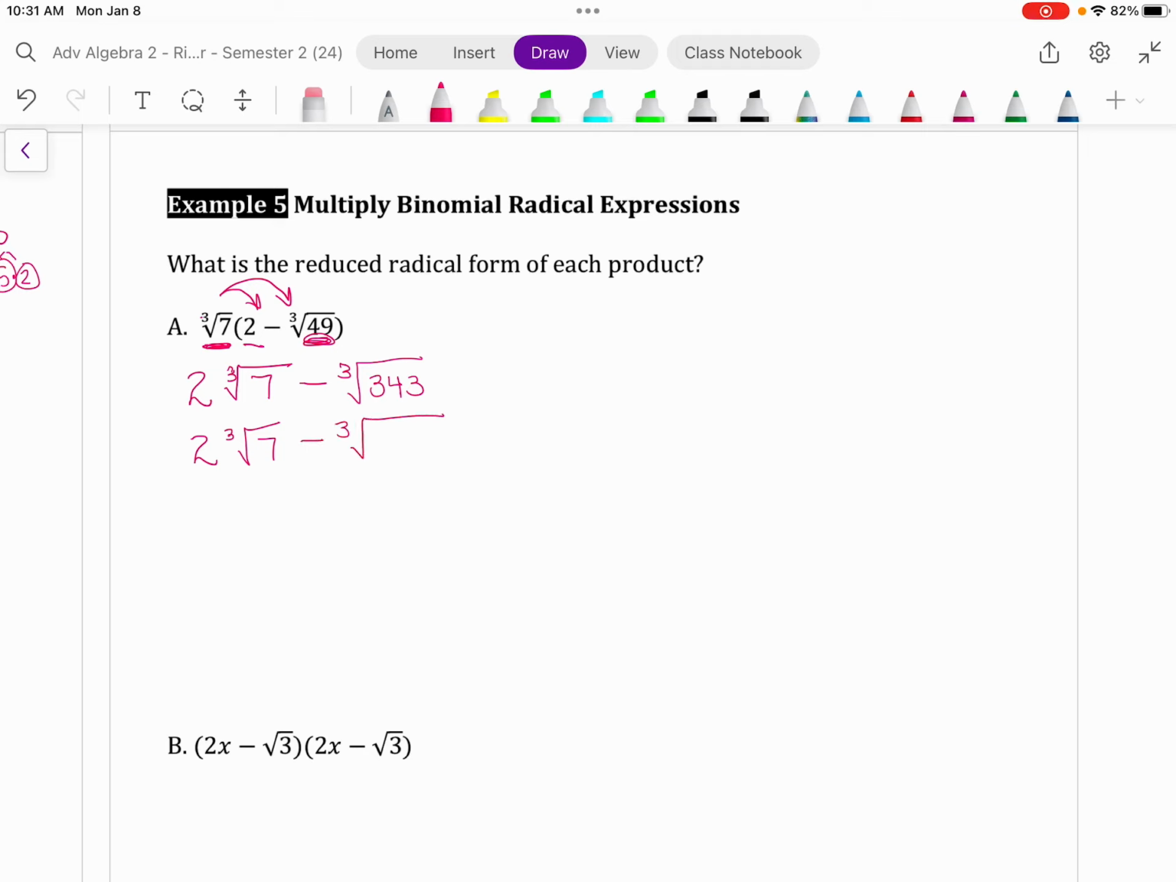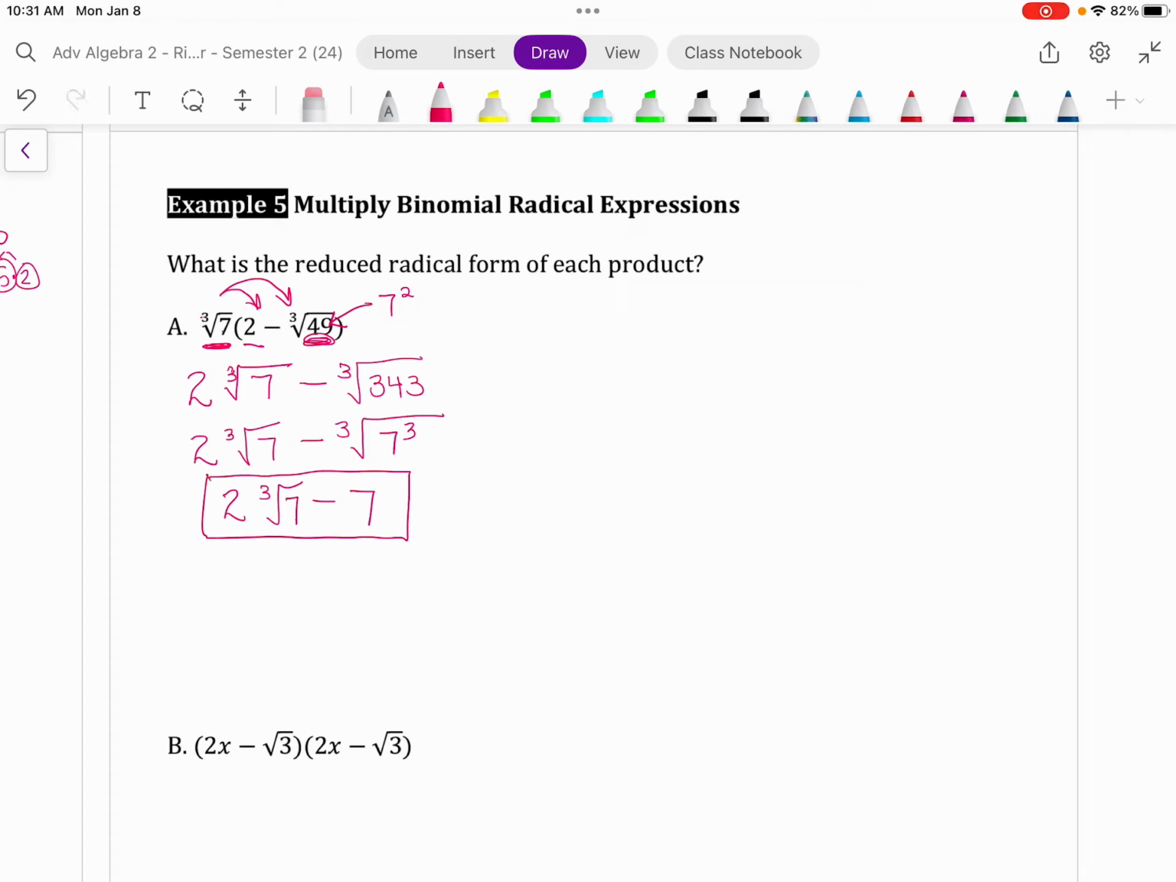we know that this is cube root of 7. We know that that's 7 squared. 49 is 7 squared. So that's actually 7 to the third power. Well, those are going to cancel each other out to just leave us with 7. And this right here is our simplest form.